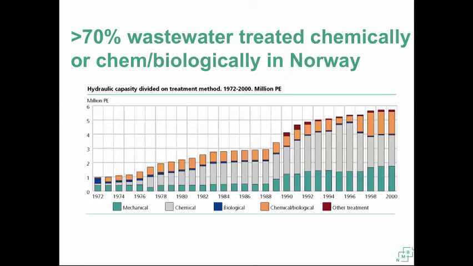So the green part is the percentage of mechanical treatment plants, or rather the percent equivalence, and it's about 35%. And then we have the pure chemical treatment plants, chemical and mechanical, and then the biological and chemical-biological processes. So at present, more than 70% of our wastewater is going through a coagulation process.